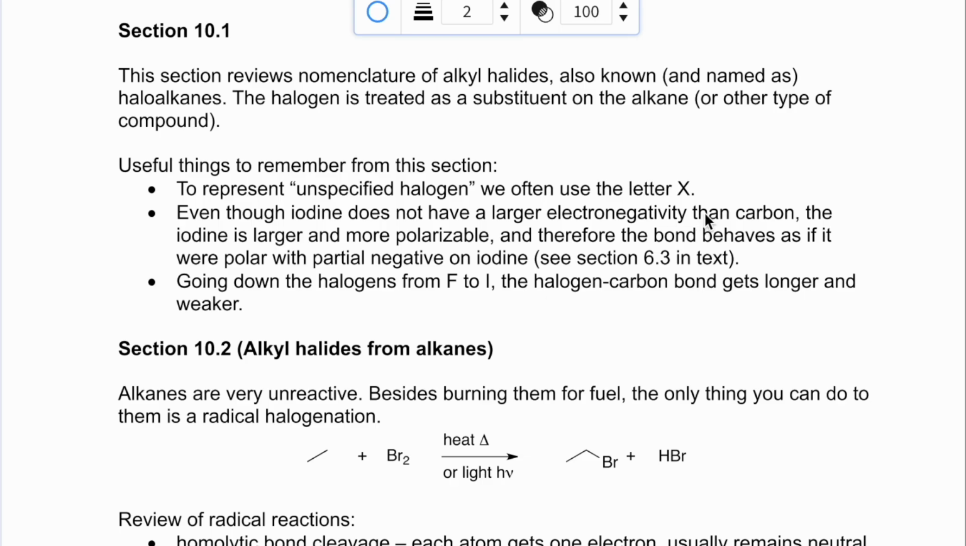So the use of the letter X is something new. If we just want to say there's a halogen here and we don't want to say that it has to be bromine or has to be iodine, then we might just put the letter X. So you might see that a little bit as well.